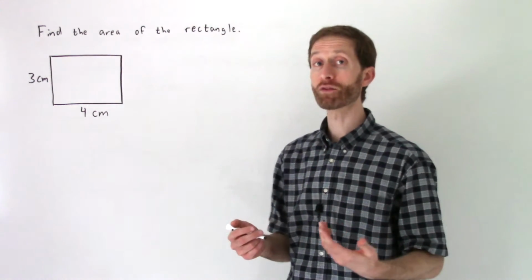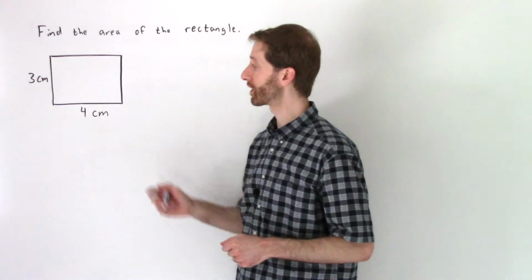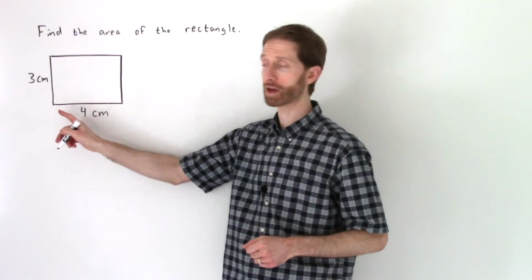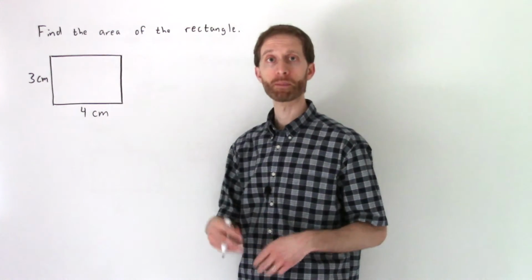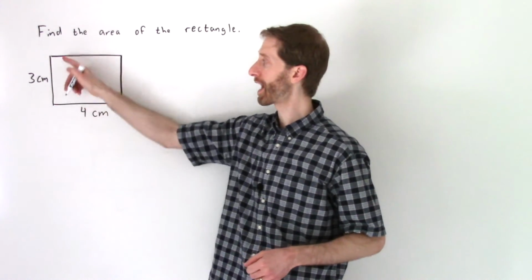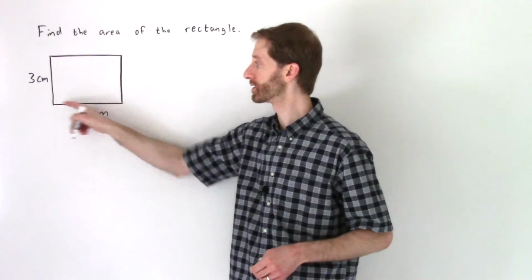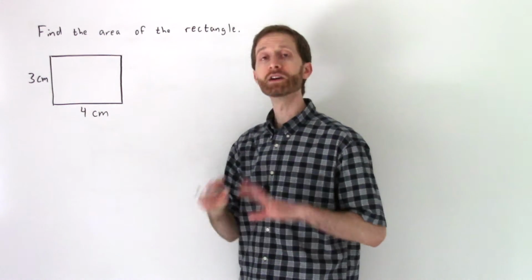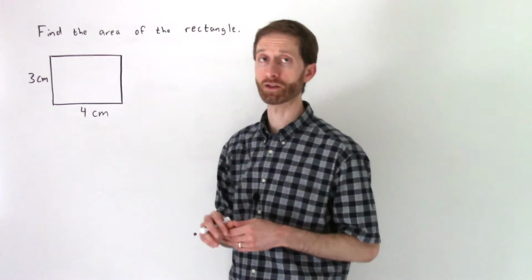To find the area of a rectangle, what we do is we take the length of the rectangle, the longer side, multiplied by the width of the rectangle. Sometimes what people do is they call that the base of the rectangle and the height of the rectangle, and either one of these can be the base or the height. We're going to go with length by width in this particular example.